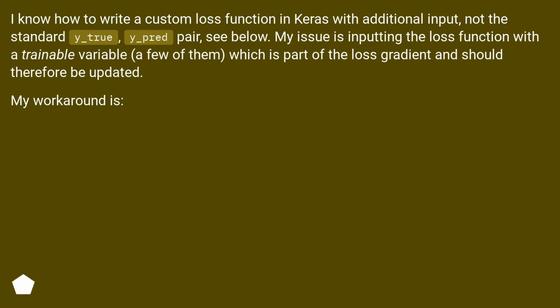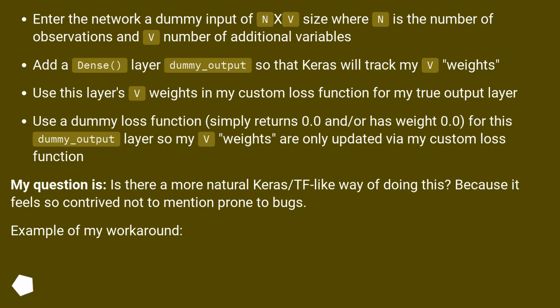My workaround is: enter the network a dummy input of n x v size, where n is the number of observations and v the number of additional variables. Add a dense layer dummy_output so that Keras will track my v weights. Use this layer's v weights in my custom loss function for my true output layer. Use a dummy loss function, which simply returns 0.0 and/or has weight 0.0, for this dummy_output layer so my v weights are only updated via my custom loss function.